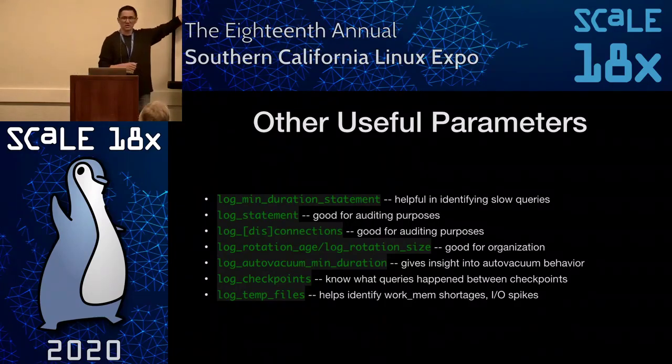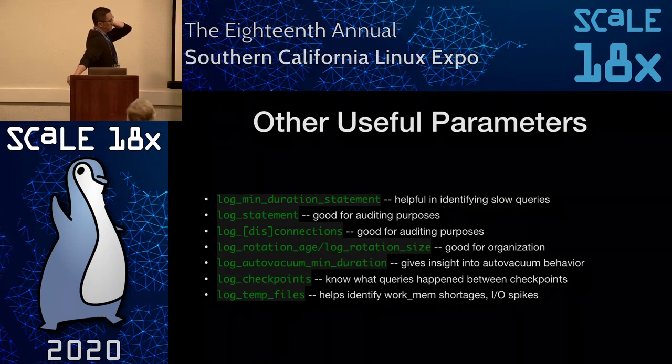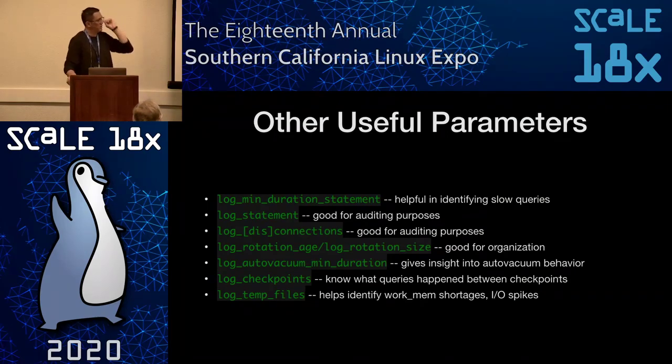Log connections and log disconnections. So when a connection is attempted, that gets logged. So-and-so from server X1234 attempted to log into the database, and subsequent to that will be like it was authorized or it was denied. Okay. Log rotation age, log rotation size. For those of you who have really chatty log files or applications, you might want to rotate based on your age or your size.